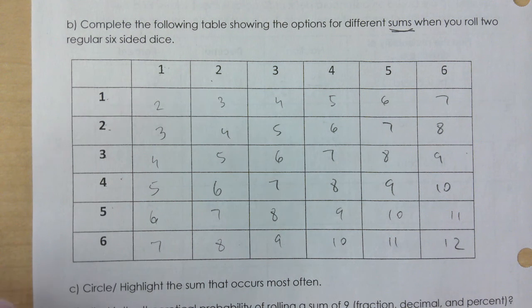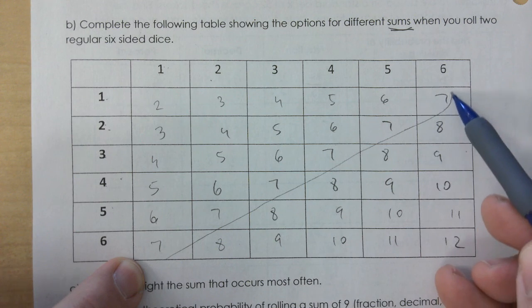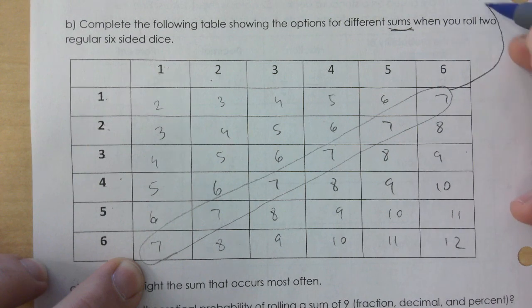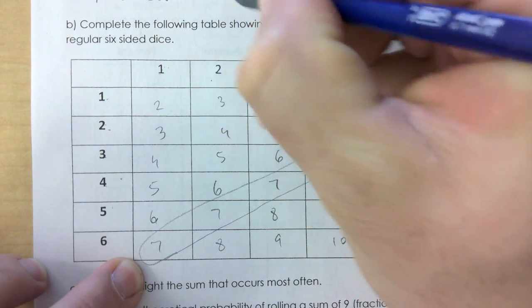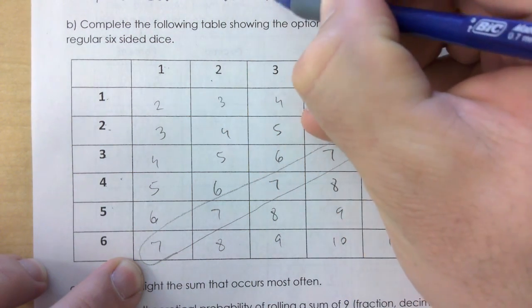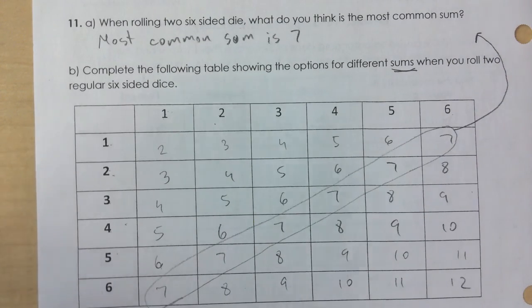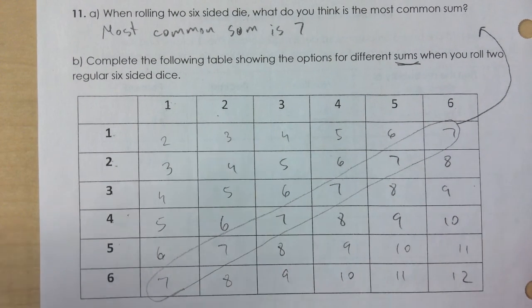Okay. Which one is the most common sum? And you'll see a diagonal here. See that one right there? The most common is 7. That's with 2 6-sided dice, right? If you had 5-sided, 4-sided, 12-sided, that would all change, right? So keep that in mind. So making a table like this is very helpful.